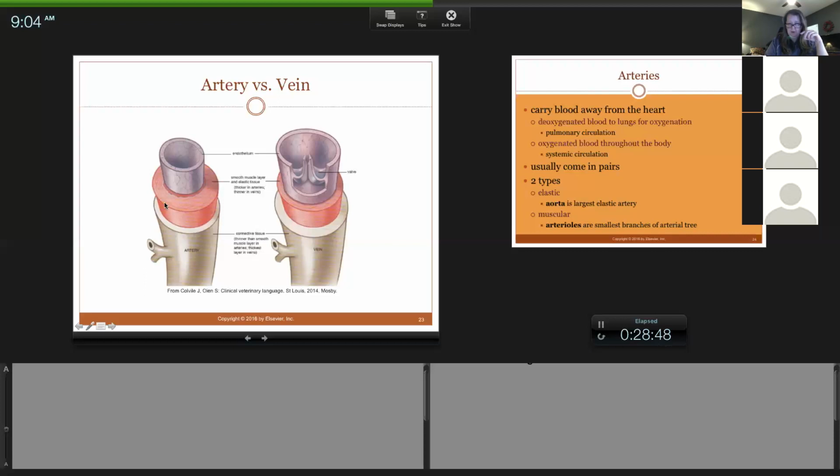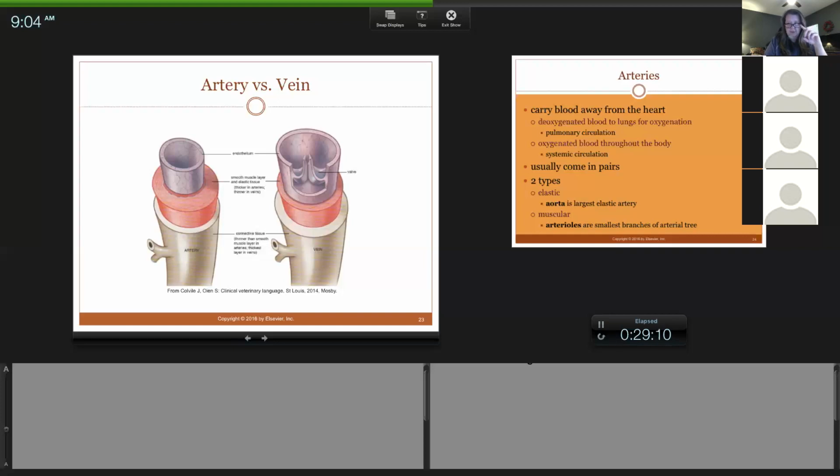Now an artery is much more muscular. You can see all of that muscle. It has endothelium, it is a little bit thicker. This little connective tissue here is thicker in veins than it is in arteries. But an artery has to be able to adjust its diameter by changing that muscle.